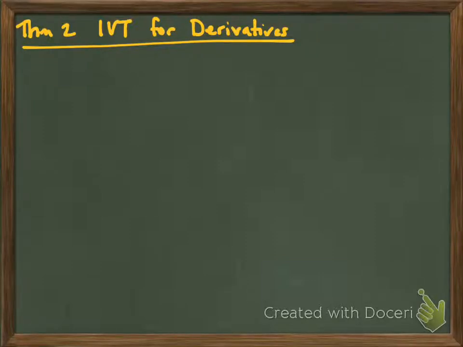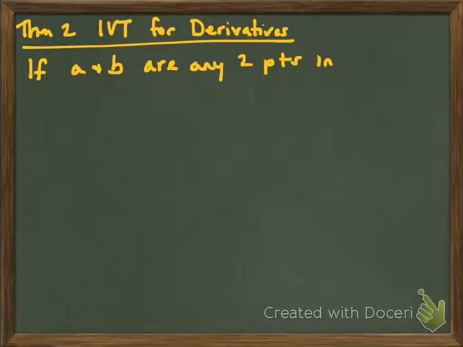Okay. And we're going to write this one out. Obviously, we need to. If A and B are any 2 points in an interval on which f is differentiable.